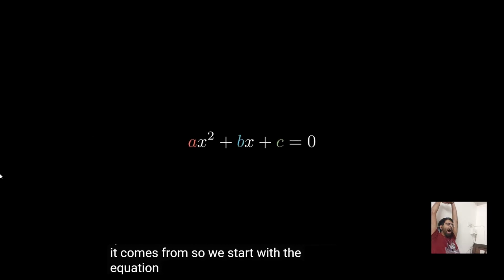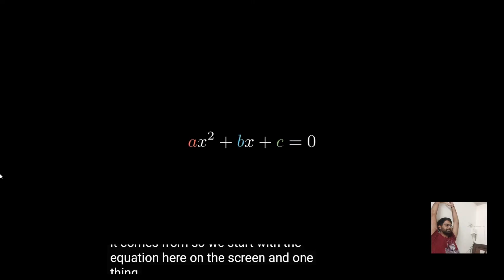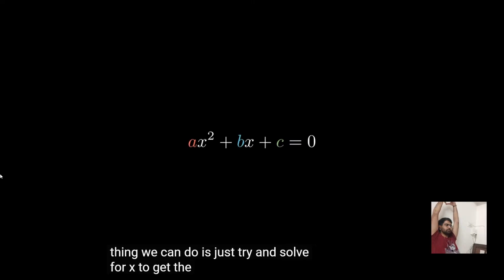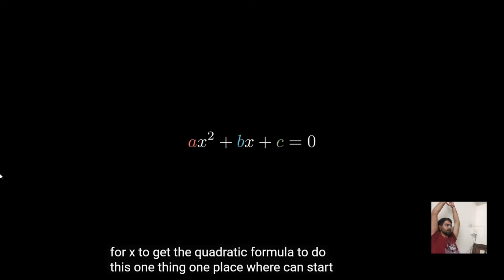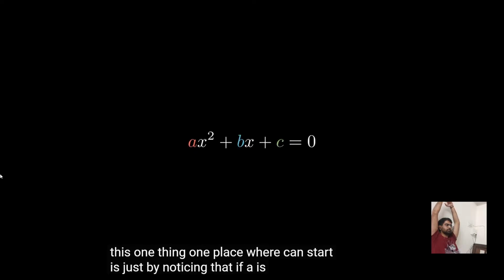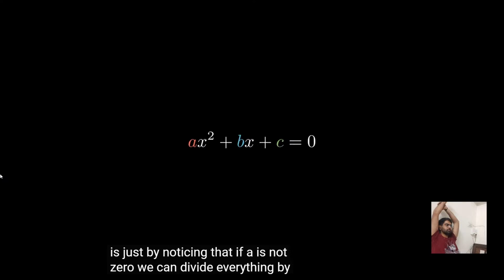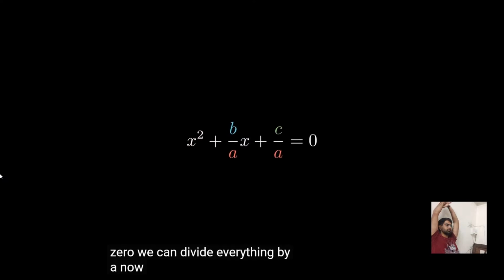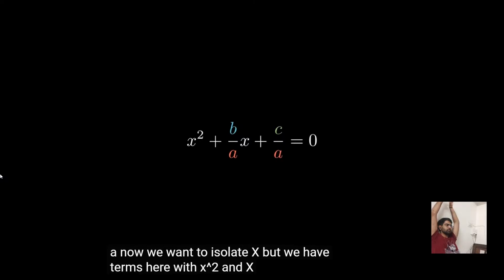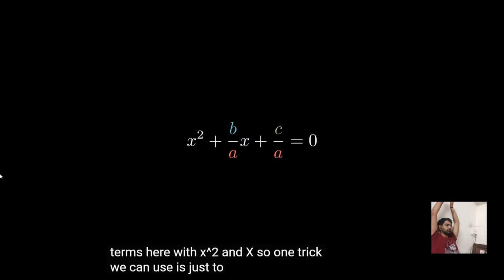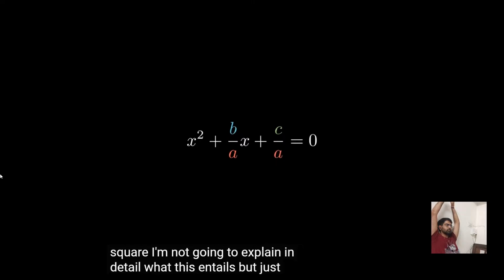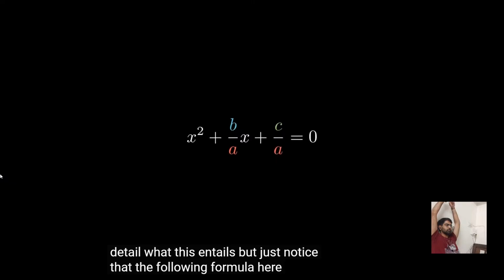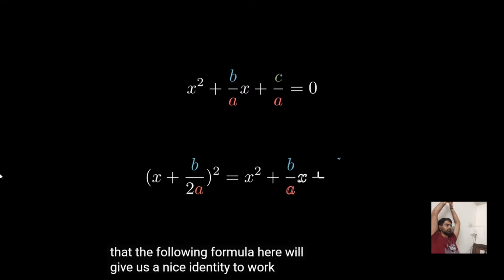So we start with the equation here on the screen. One thing we can do is just try and solve for x to get the quadratic formula. To do this, one place where you can start is just by noticing that if a is not 0, we can divide everything by a. Now, we want to isolate x, but we have terms here with x squared and x. So one trick we can use is to complete the square. I'm not going to explain in detail what this entails, but just notice that the following formula here will give us a nice identity to work with.